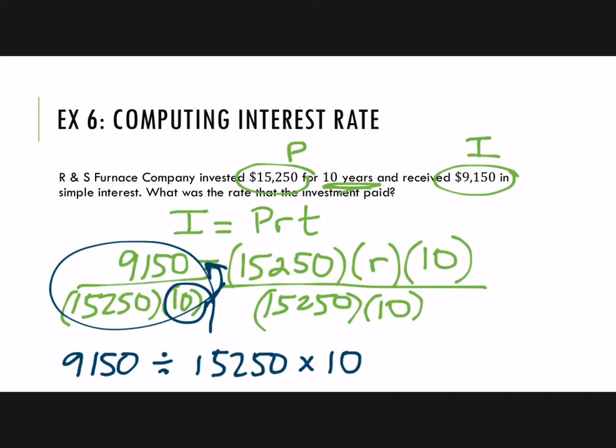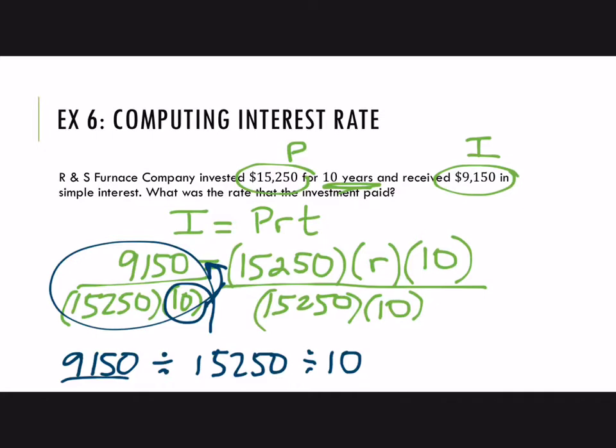So to avoid that, you have two choices. You can either put parentheses around these two numbers, and that tells the calculator, I'm going to divide by both of those two things. Or your other option is to use a division symbol here, and in the calculator that's saying take the 9,150, divide it by 15,250, and then also divide it by 10. So those are your two options.